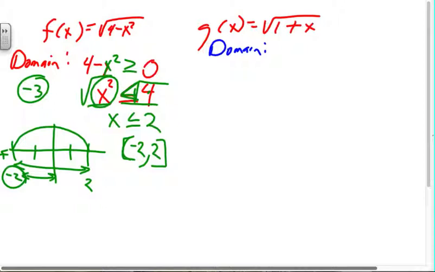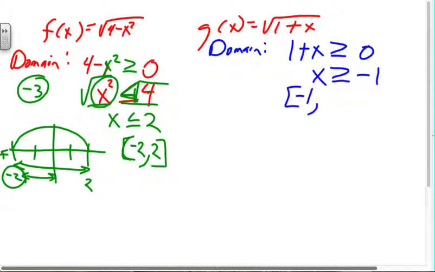Okay, so now let's come over and find the domain of g of x. This one's going to be a little bit easier. 1 plus x has to be greater than or equal to 0, or x has to be greater than or equal to negative 1. And we can write that as negative 1 to infinity. You don't include infinity.